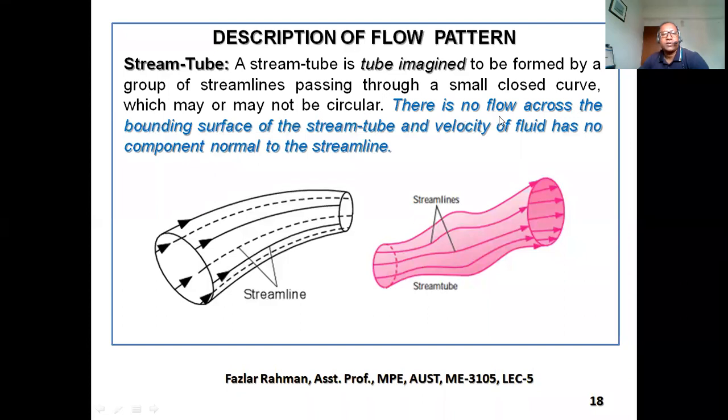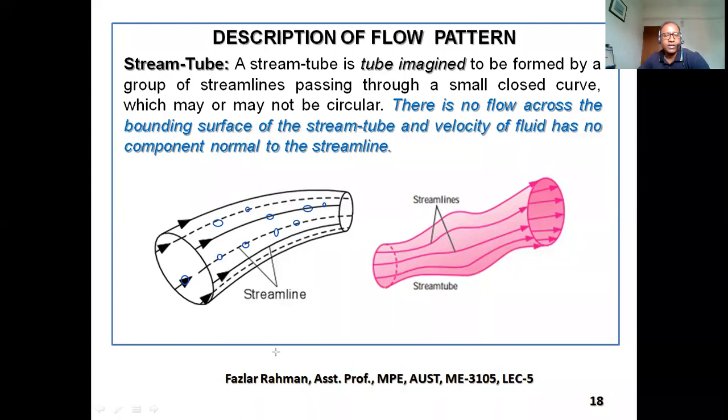There is no flow across the boundary surface of the stream tube, and the velocity of the fluid has no component normal to the streamline. So what is the streamline? We are considering a group of streamlines inside an imaginary tube. And what is the condition? The condition is that the fluid element will always pass along the streamline, and there will be no flow perpendicular to the streamline.